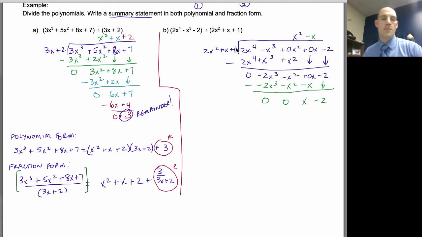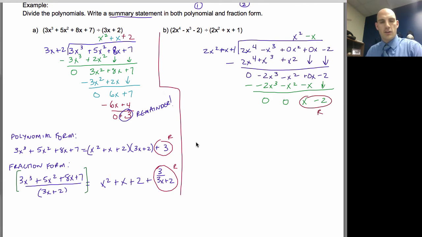Okay, so now, when I look at my 2x squared and I compare it to my x, I'm asking myself, what do I multiply 2x squared by to get x? Well, the answer is nothing. So this is now my remainder, because my power down here is less than my power over there. So this is my remainder. What do I do with that?